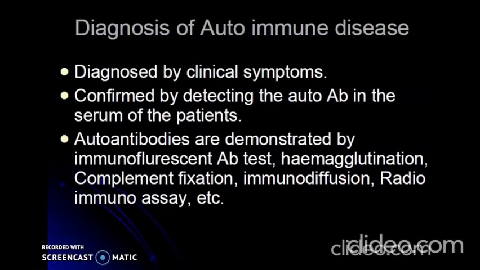Diagnosis of autoimmune diseases. It is diagnosed by clinical symptoms and confirmed by detecting the autoantibody in the serum of the patients. Autoantibodies are demonstrated by immunofluorescent antibody test, hemagglutination, complement fixation, immunodiffusion, radioimmunoassay.